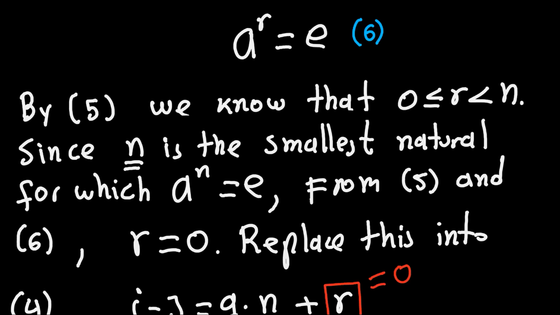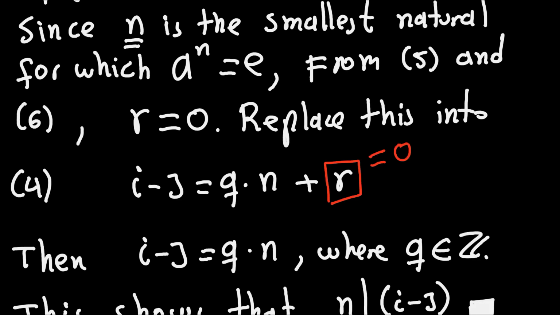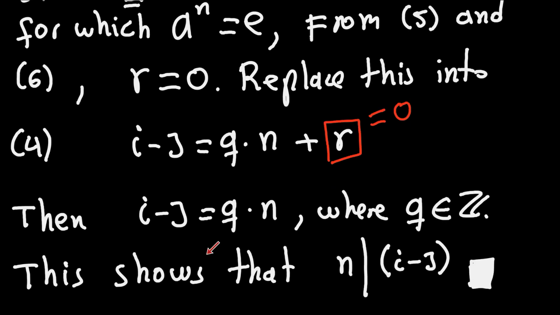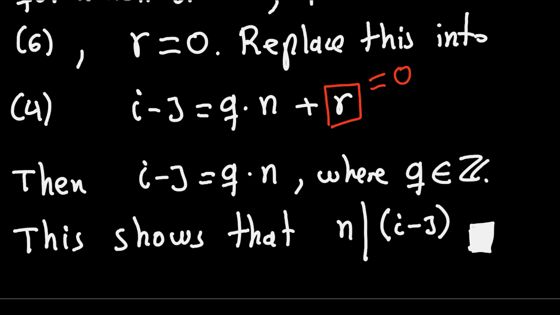So if r is 0, if you replace this into the division algorithm that we had in 4, remember that i minus j was equal to q times n plus r, but we already proved that r is equal to 0. So what that means is that i minus j is equal to q times n, and this expression means that n divides i minus j. Why? Because q is an integer. So this shows that n divides i minus j, and that is the end of the proof. So that proves the goal we wanted for this lecture.